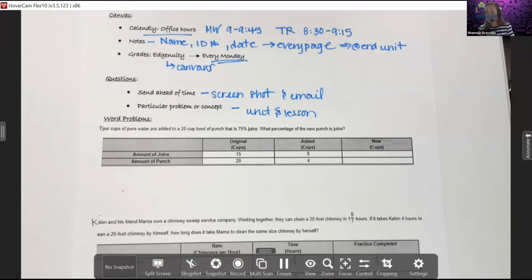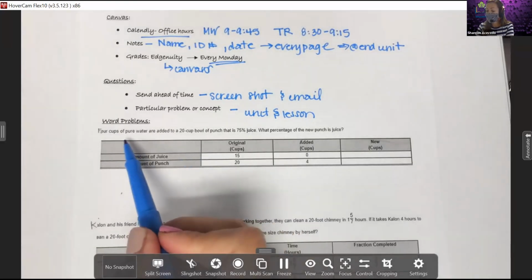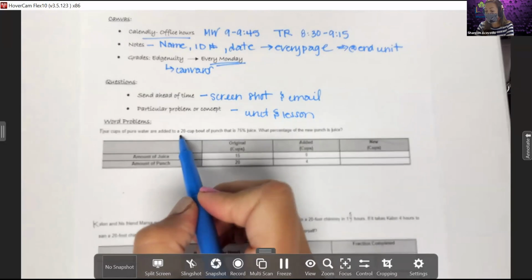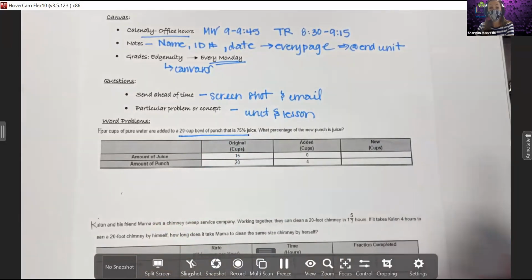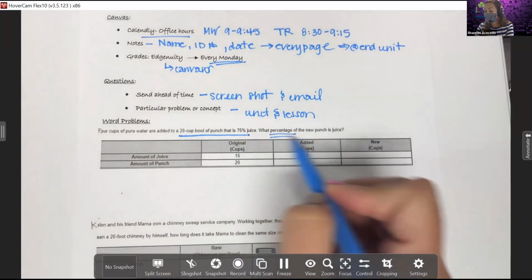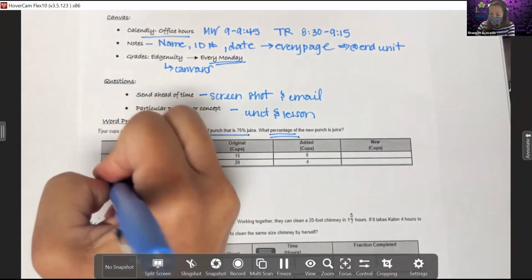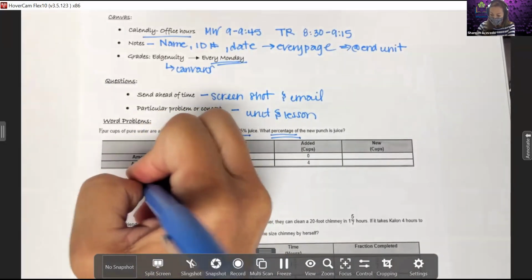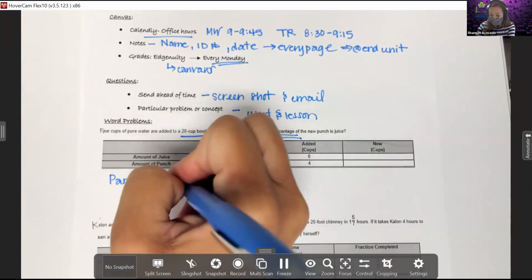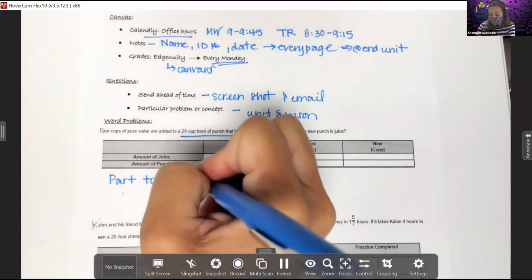But real quickly, if I have 4 cups of pure water added to a 20-cup bowl of punch that is 75% juice, it wants to know what percentage of the new punch is juice. What we call this is a part to whole problem.